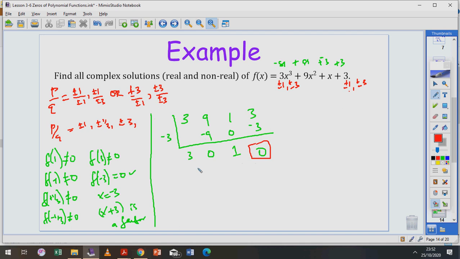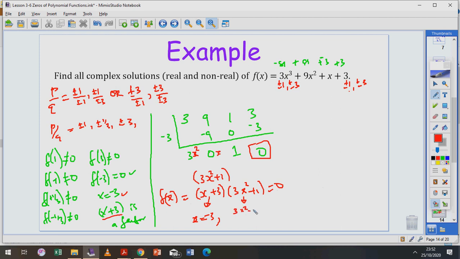So my quotient is 3x squared. This has to be squared because this was power 3. 3x squared plus 0x plus 1. So my quotient is 3x squared plus 1. That means f of x is equal to divisor, which was x plus 3, times quotient 3x squared plus 1 plus remainder, but remainder is 0. If I want to find the other zeros, I'm going to equate this function to 0. And already I know from this factor that x will be negative 3, which I already found here. It's only this one that I haven't yet checked. So 3x squared plus 1 is equal to 0.